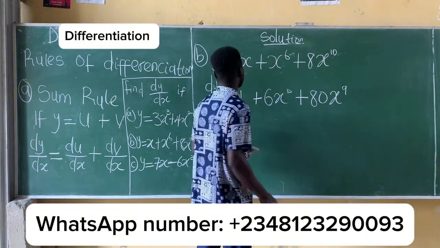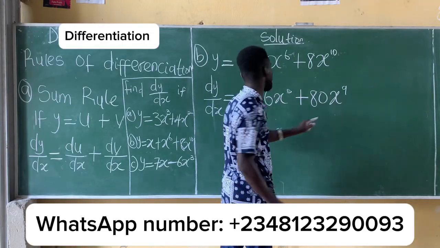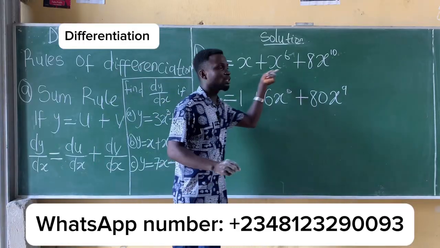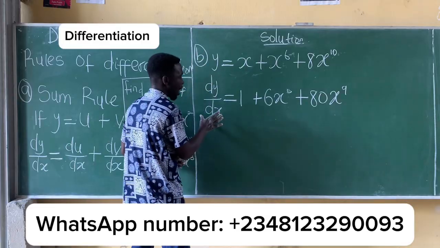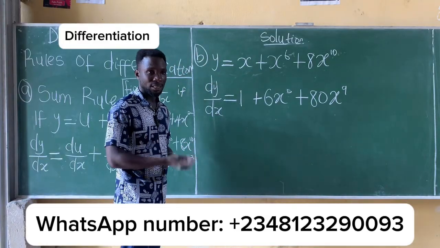So therefore, if you differentiate x, you have 1. Differentiate x raised to the power 6, you have differentiate this. So therefore, I divide the x, just the cumulative addition of the derivative of the individual function, which is differentiate this, we are going to have this answer. It's so short and easy.